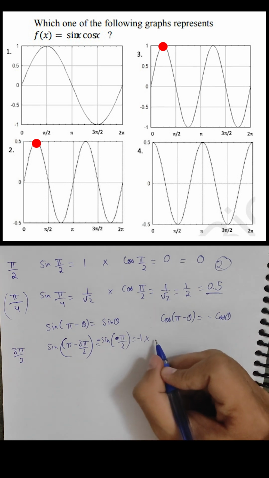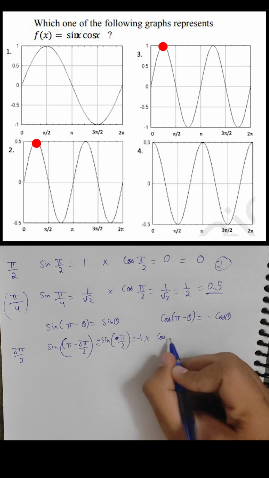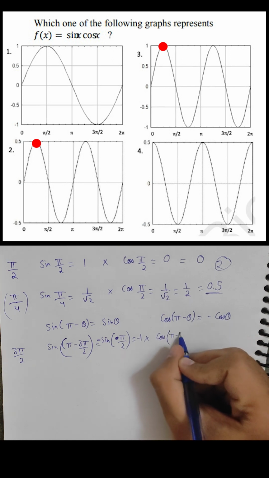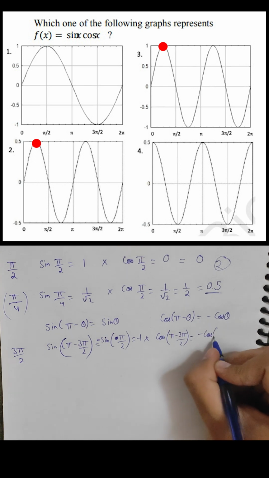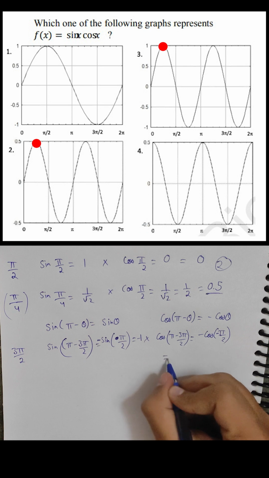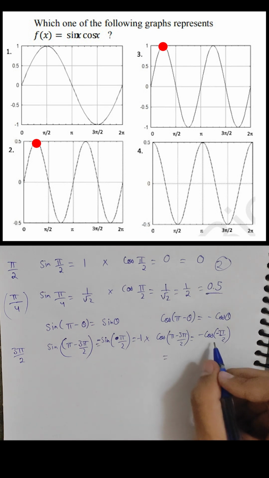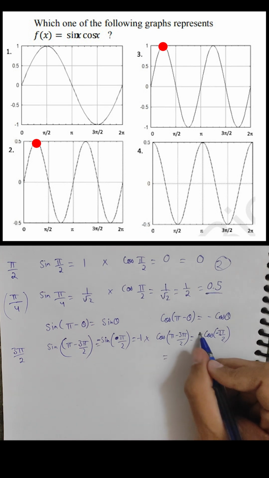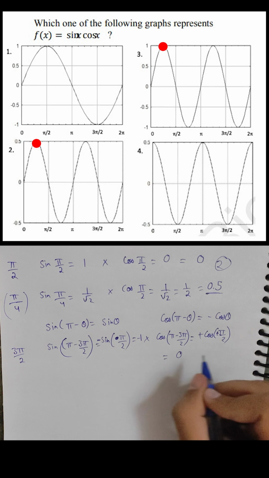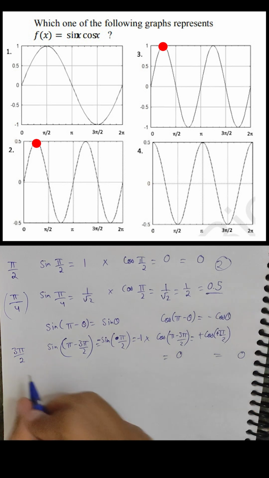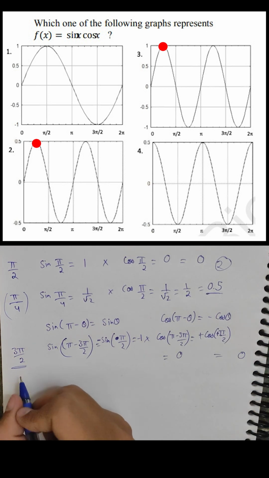Similarly, for cos, it will be cos of pi minus 3 pi by 2, which is equal to minus cos pi by 2. It will also be minus, and as we know, minus minus cancels, so it will become plus. Cos pi by 2 is 0, so it will be 0. So minus 1 into 0 will also be 0. So at 3 pi by 2, the graph should be 0, and it is at 0 in the second option.